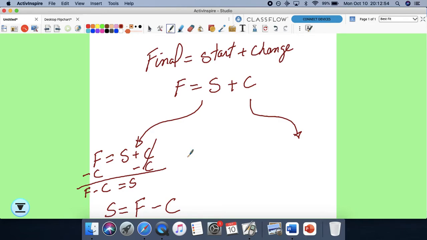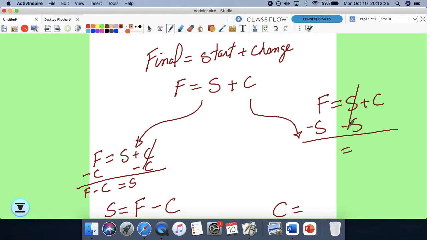And I think when we do our problems that are coming up, you'll see how they can be used. And likewise, what if I want to find the change? How do I rewrite this equation so it's written in terms of C? So again, let me write it here. F equals S plus C. I want C by itself, so I can subtract S on this side, and if I subtract S from one side, I want to subtract S from the other side. These two S's go away, because 1S minus S is just 0. C comes down, and I have F minus S. So if you want to find the change, you can do the final temperature minus the starting temperature.